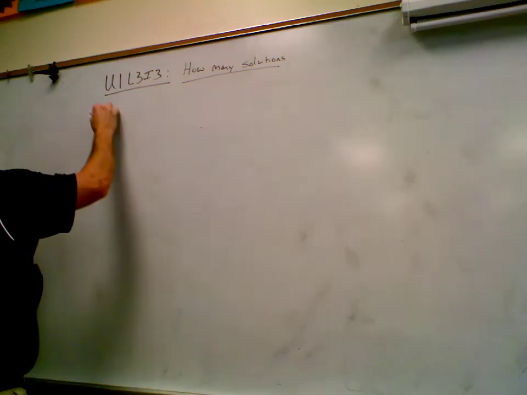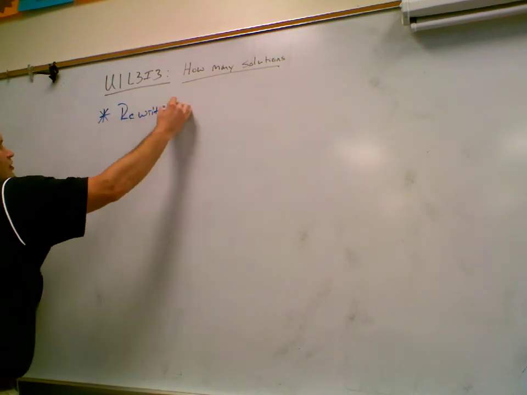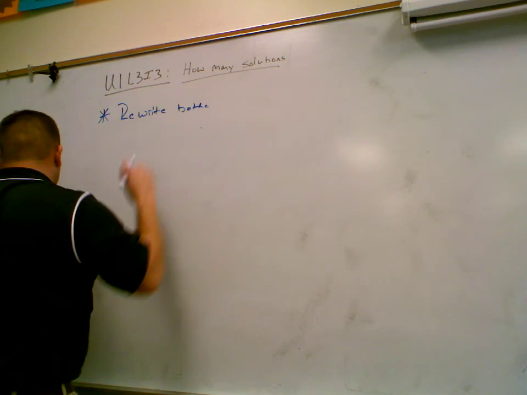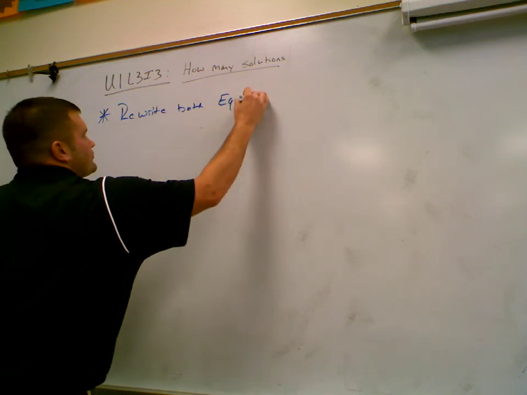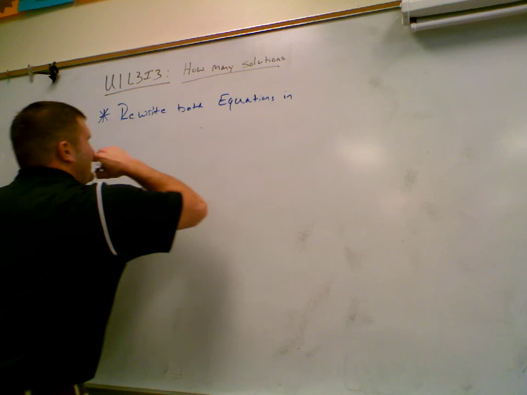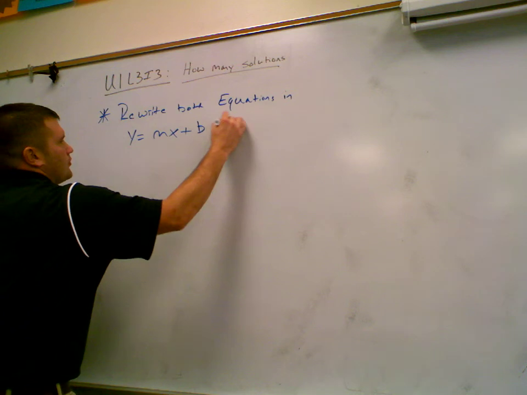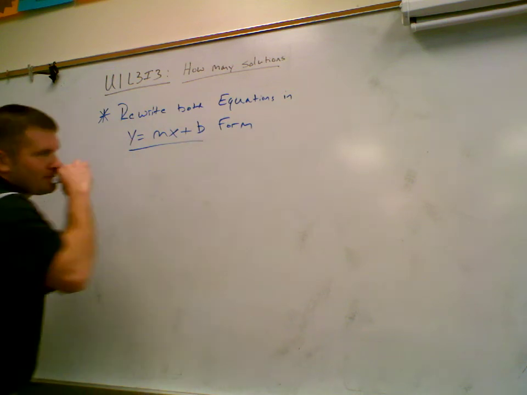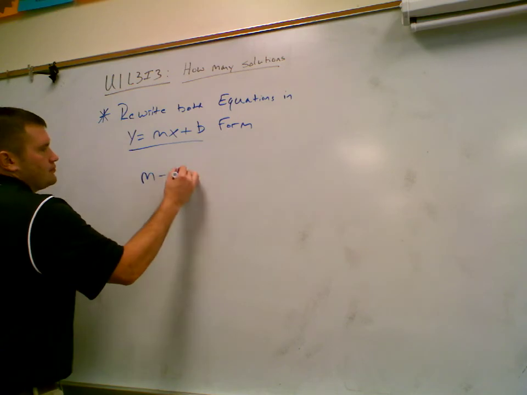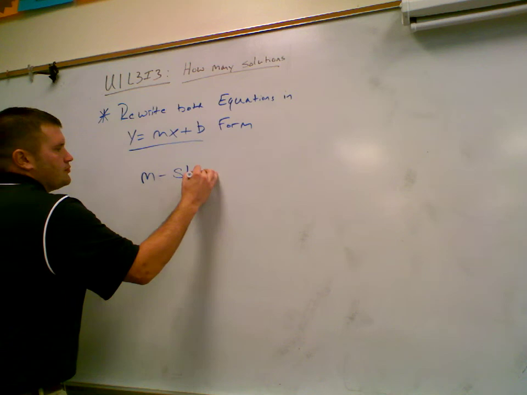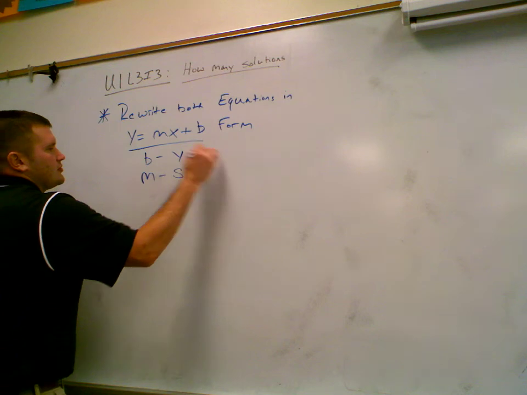Good. So the first step in determining the number of solutions is to rewrite both equations in y equals mx plus b form. Now in this form, what's the m? The slope. What's the b? The y. The y what? Intercept. Good, the y-intercept. Okay.